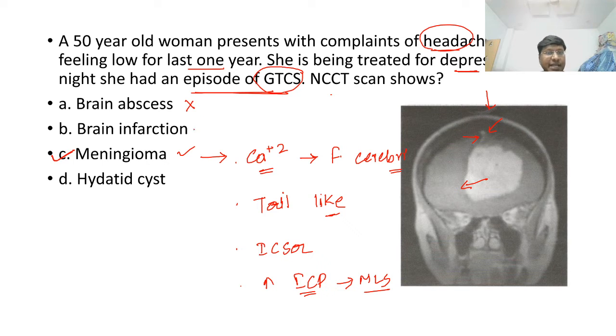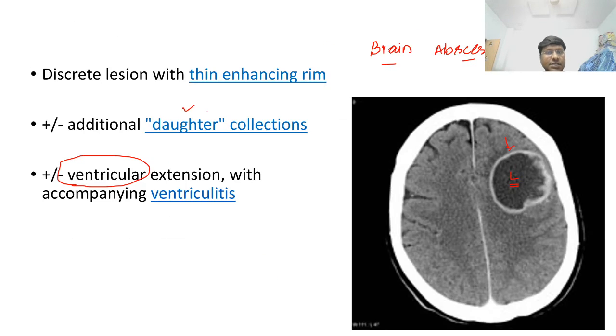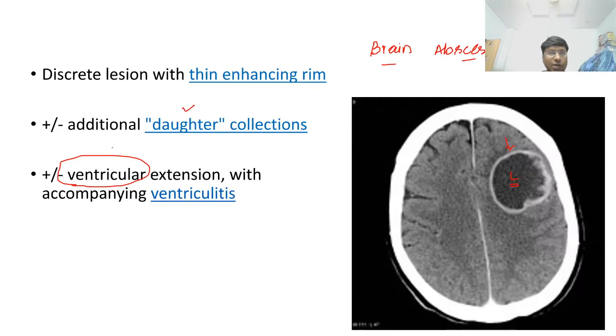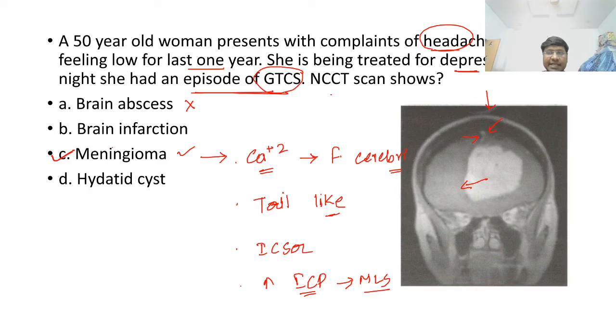Then coming to your brain infarction. If you see, this is your infarction. Ischemia is nothing but infarction. In case of ischemia, you will have a hypodense lesion. It is not a hyperdense lesion. But what do we have in the image? In the image, what we have is a hyperdense lesion. So that is the reason why brain infarction is also ruled out.